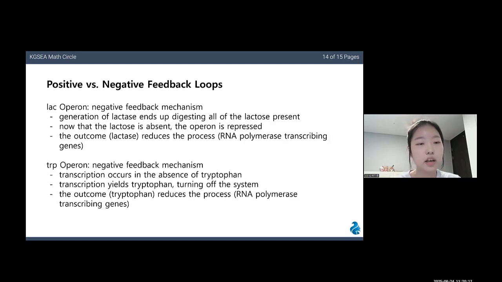So back again to the topic, how do these feedback loops apply to operons? Both the lac and trp operons are examples of negative feedback. In the lac operon, once lactose is digested, there's no more inducer. The repressor becomes active again, binds the operator, and stops transcription. In the trp operon, once enough tryptophan is made, it binds the repressor and the operon is shut down. So in both cases, the end product reduces further production, which helps the cell stay efficient and avoid wasting energy.